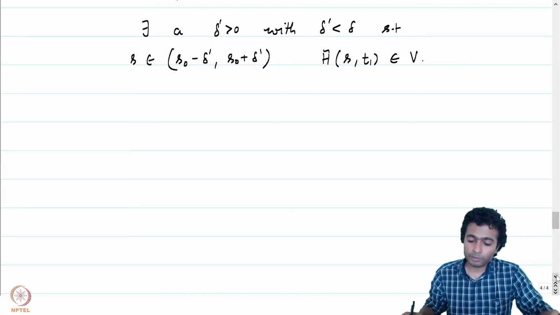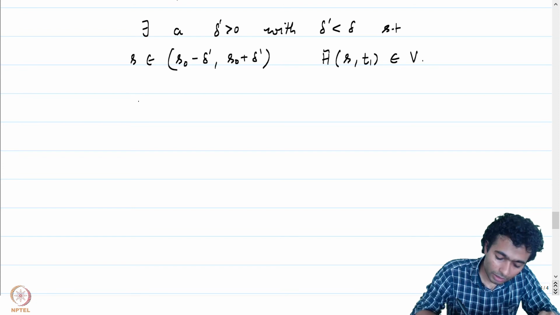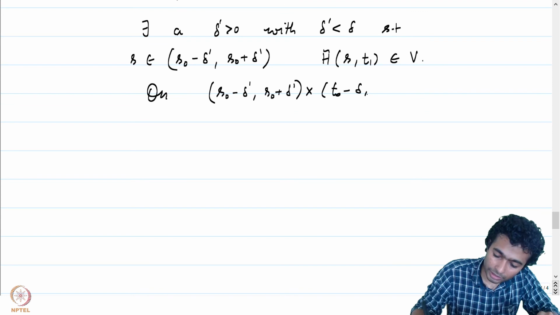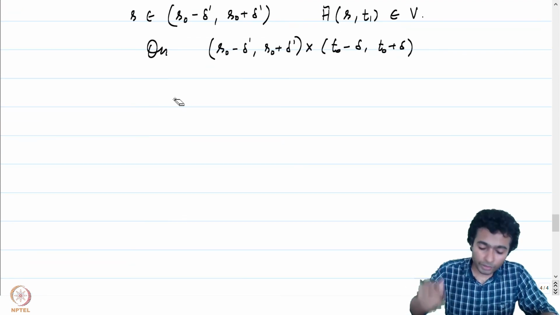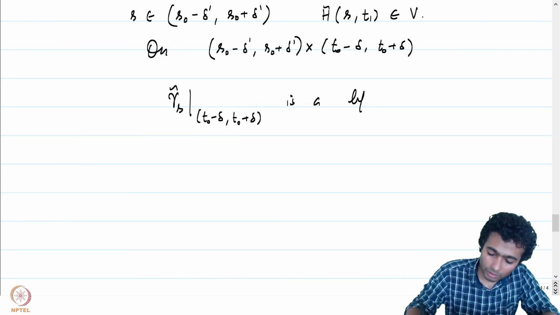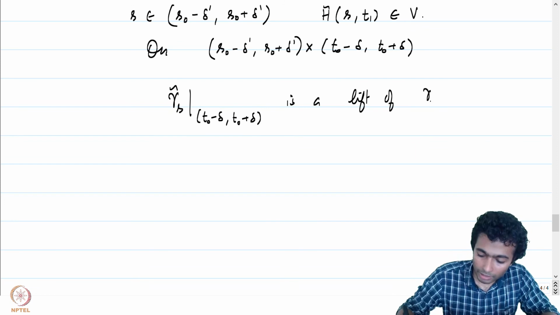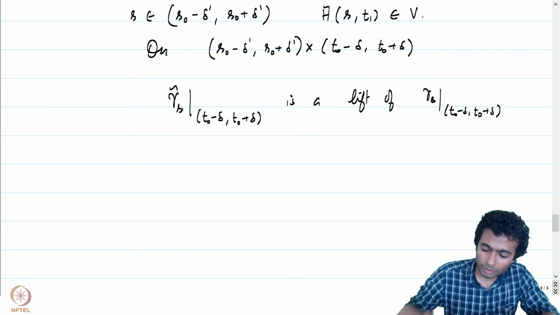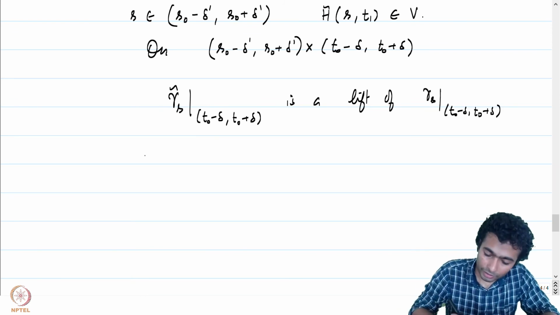Now if you consider (s0 minus delta prime, s0 plus delta prime) cross (t0 minus delta, t0 plus delta), and consider this particular gamma s tilde restricted to (t0 minus delta, t0 plus delta), this is a lift of gamma s restricted to (t0 minus delta, t0 plus delta). Also, we have one more lift.